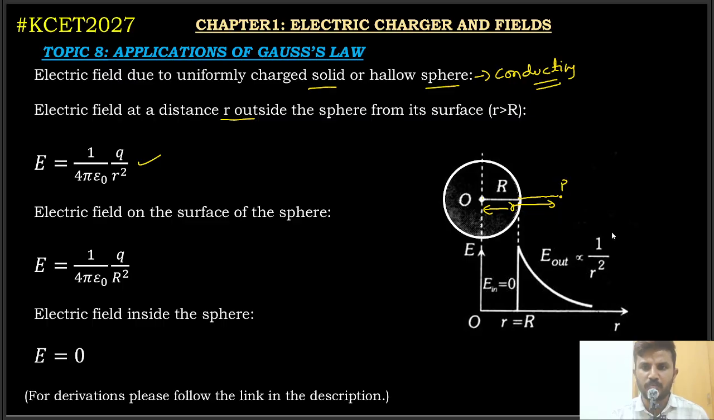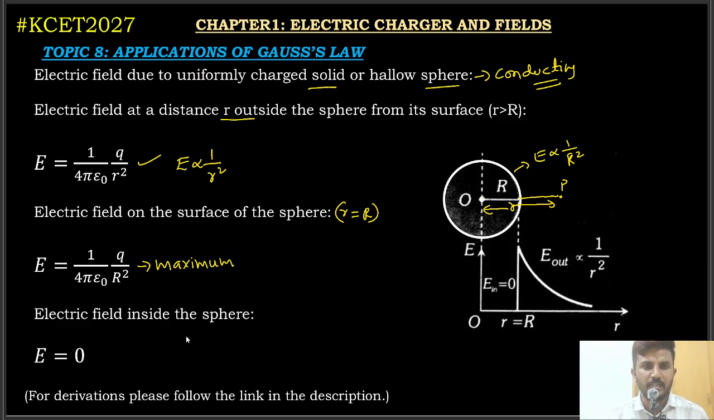At this point, the electric field is inversely proportional to r square, because E is equal to 1 by 4 pi epsilon naught, q by r square. So E is inversely proportional to r square. But if you consider a point on the sphere, the electric field is inversely proportional to capital R square, because small r becomes equal to capital R. So if you substitute, you will get E is equal to 1 by 4 pi epsilon naught, q by R square. This is the maximum electric field.